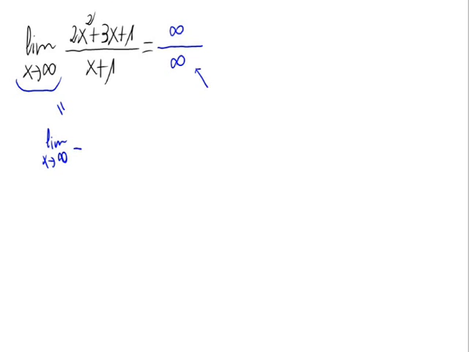indetermination is divide the numerator and the denominator by the x with the biggest exponent on the fraction. So we can see that the biggest exponent is the 2, that is the x squared on the numerator. So let's divide everything, numerator and denominator, by x squared.